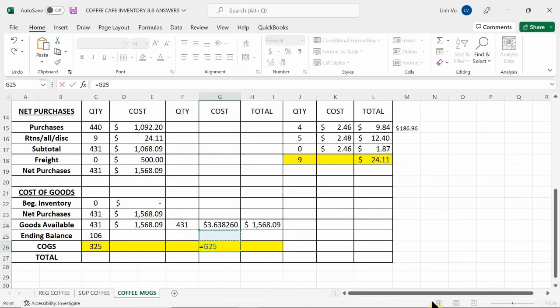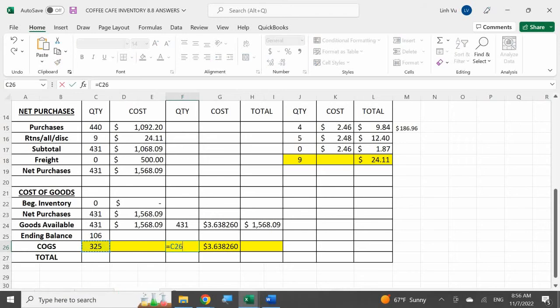So if this is going to be my average cost per item, that means it doesn't matter how many items I have here. Each one that I sell or each item that I have is going to give me an average cost of 3.63826. So therefore, if I sold 325 units, how much is my grand total cost, if each item is $3.63826?